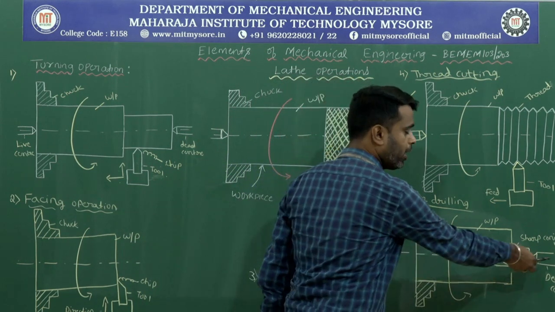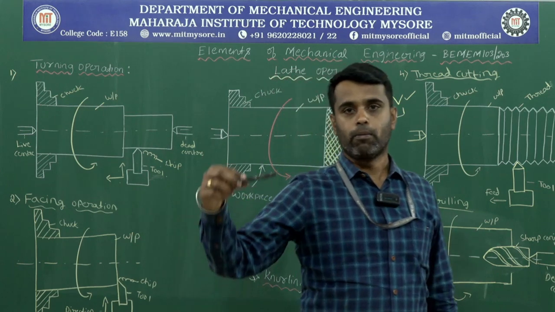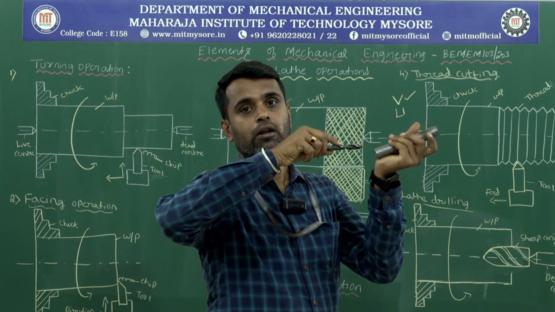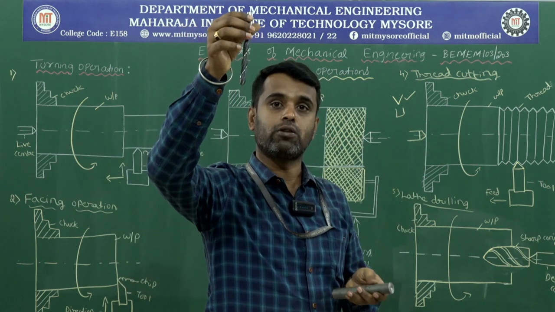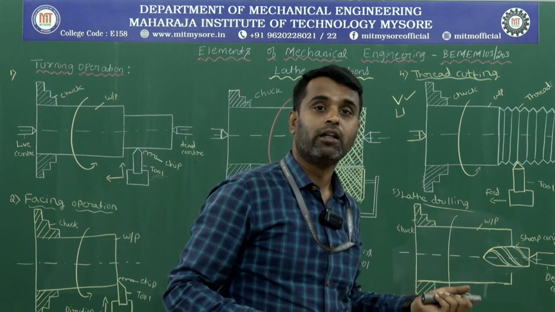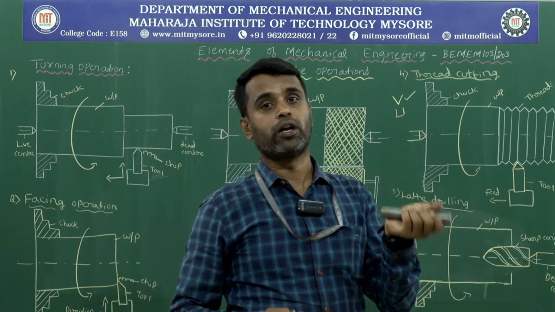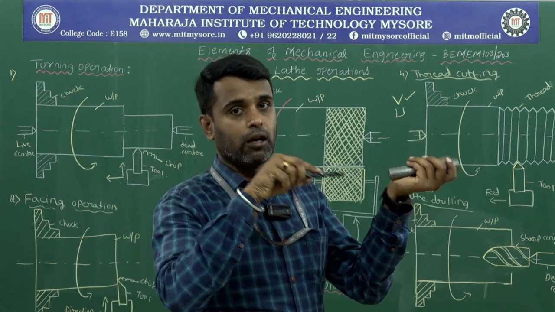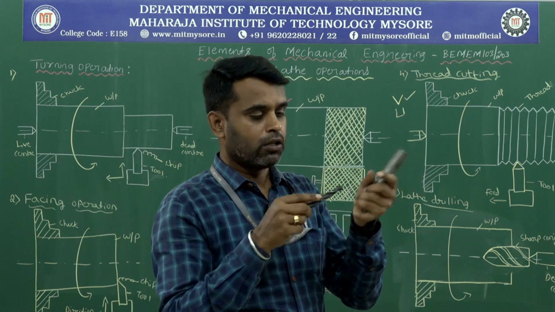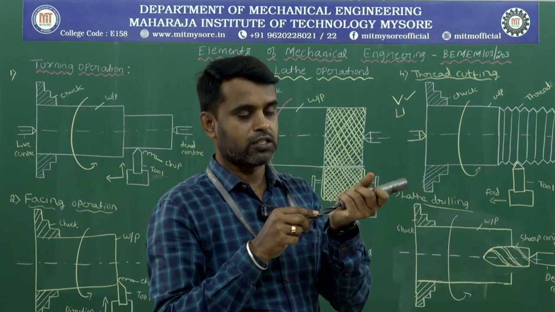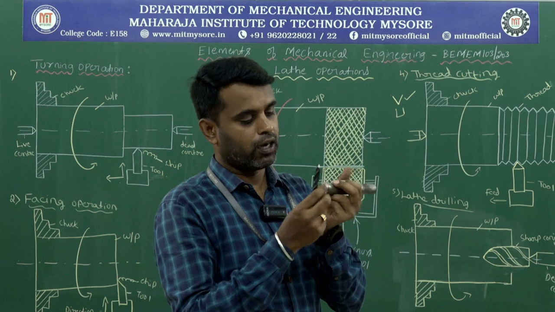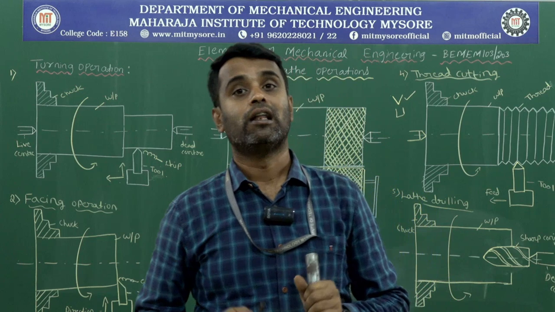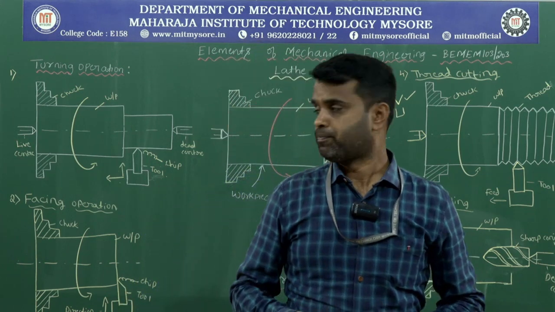Here the drill bit will be held in the tailstock. By moving the tailstock we can feed the drill bit against the rotating workpiece material. In the normal drilling machine the drill bit is rotating and the workpiece is stationary, but in lathe drilling the workpiece will be rotating and the drill bit will be stationary. You have to feed the stationary drill bit against the rotating workpiece material. The sharp cutting edge of the drill bit will remove the excess material from the workpiece to get the desired cylindrical hole. This operation we can call the lathe drilling operation.